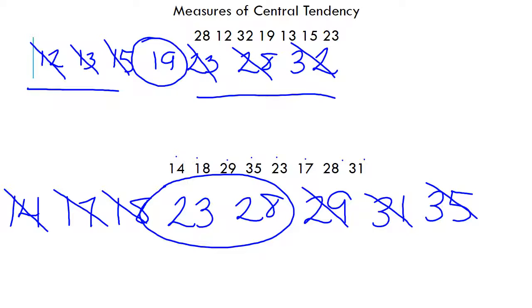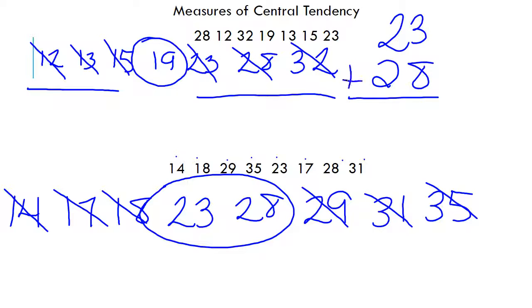Sam, what is the next step when I have 2 in the middle? Yes, I'm going to add 23 plus 28. 3 plus 8 is 11, carry my 1, 5. So 51, and then I divide it by 2 because I'm going to find the average of those 2 numbers. And we already know how to find the average. We just add it and divide by however many. So in this case, we're going to add them together and divide by 2. So we're going to take 51 and divide that by 2.